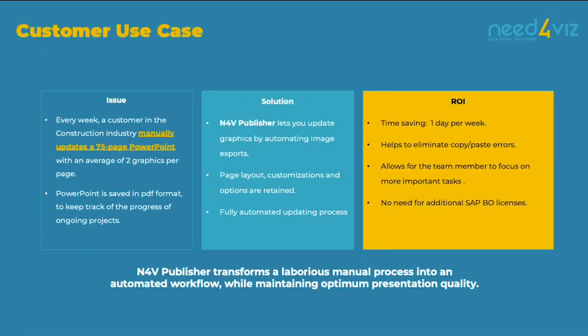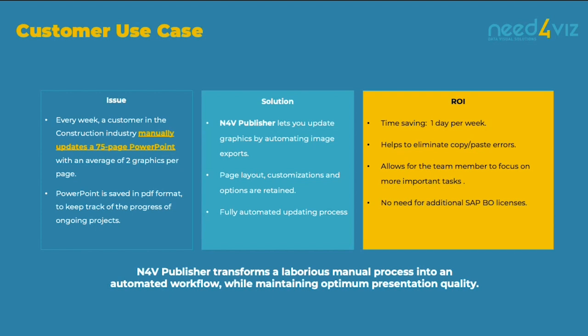So let's talk about this use case scenario. Every week, a customer in the construction industry manually updates a 75-page PowerPoint with an average of 2 graphics per page. So that's 150 graphics that need to be updated on a weekly basis. The PowerPoint is saved in a PDF format to keep track of the progress and ongoing projects. So they use this as an archival solution to check and see what they did a month ago, 3 weeks ago, and so on and so forth.